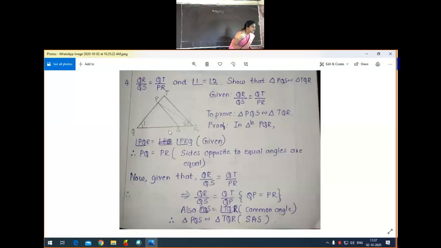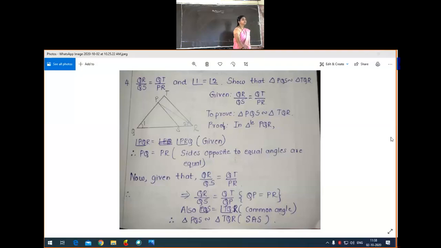That is QR by QS. We got the result as QR by QS equal to QT by QP. Two sides we covered are in proportion, plus one angle, angle 1, is common. SAS, according to that condition, we can say that triangle PQS is similar to triangle PQR. Is that clear, students?